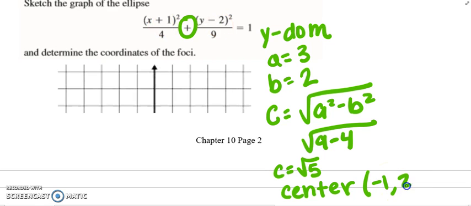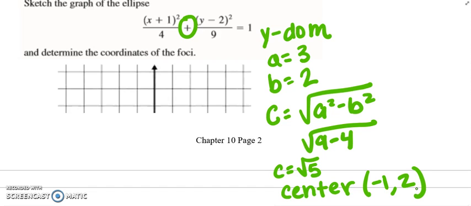-1, 2. Got to change the sign on both. Are you with me on all of this? The good thing about this section is it's a review of everything we've done so far. Okay, so that helps. Literally, this is all that's on your test Friday: parabolas, hyperbolas, and ellipses.